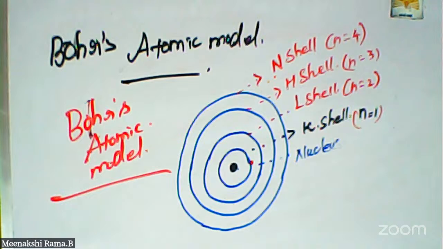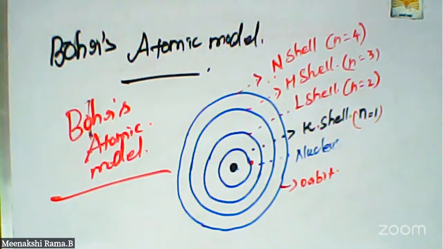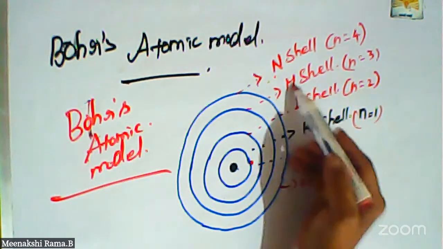So what are the postulates of the Bohr atomic model? The center part is called the nucleus. The electrons revolve around the nucleus in a stationary path called an orbit. Revolving around the nucleus in an orbit, the electron neither loses nor gains energy. An electron can move to a higher or lower energy shell when absorbing or releasing a fixed amount of energy. The orbits are represented as K, L, M, N shells.